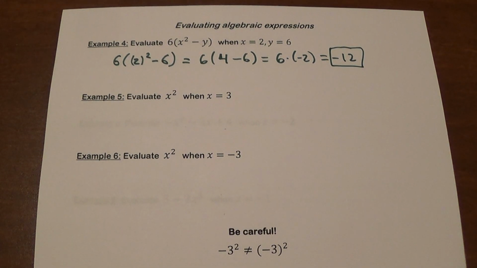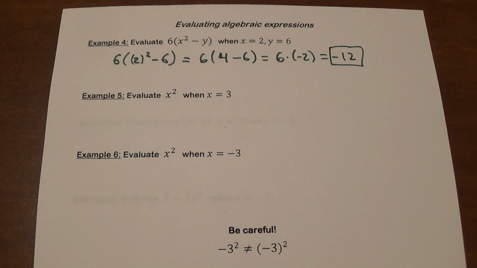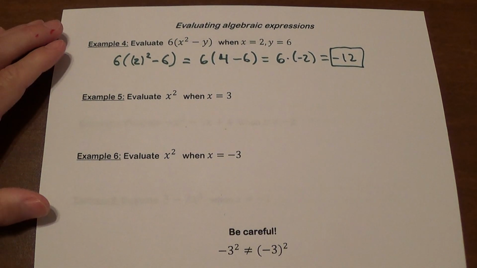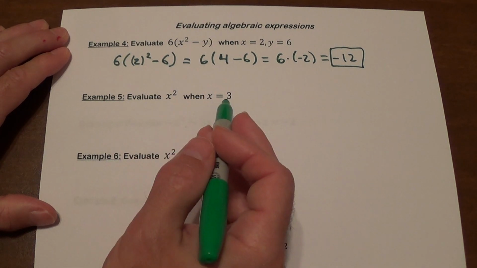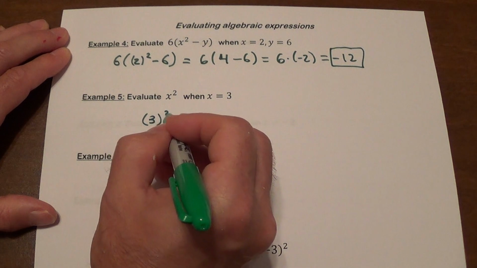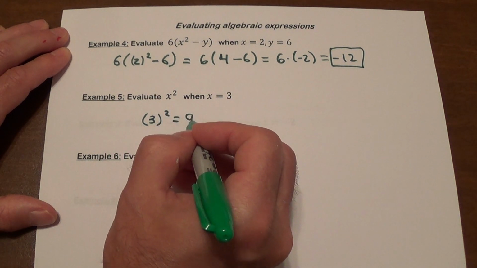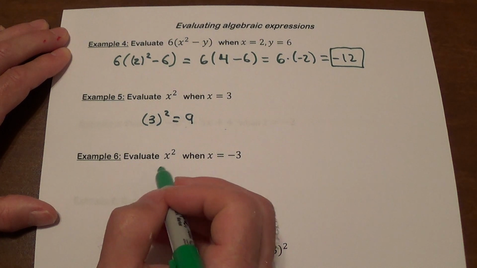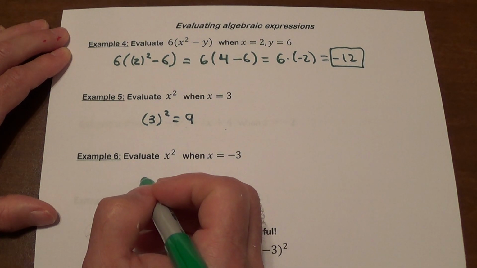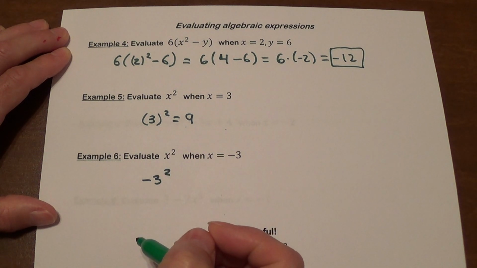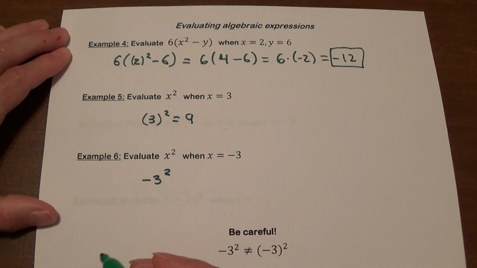Okay. Now let's do a little bit more work with exponents. Here we have x squared when x is 3. So it's going to be 3 squared, and it is 9. Now what are we getting here? This is negative 3. I want to show you one thing. Sometimes students write this like that. That would not be correct, and I'm going to address it in a minute.